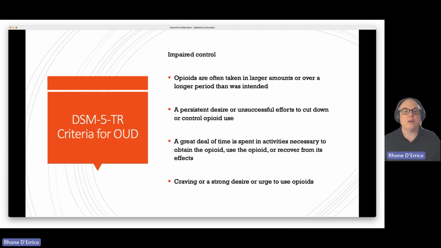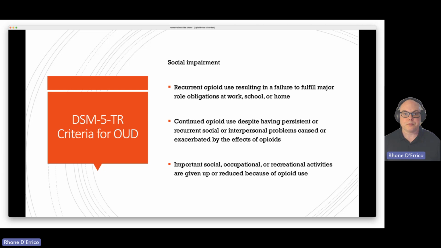The fourth is craving, or a strong desire or urge to use opioids. So if someone has just one other criteria plus a craving or desire or urge to use, that meets the DSM-5 criteria for opioid use disorder.